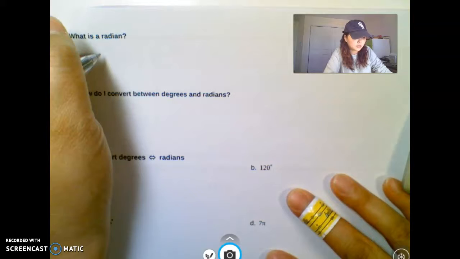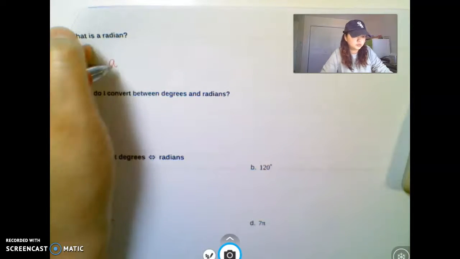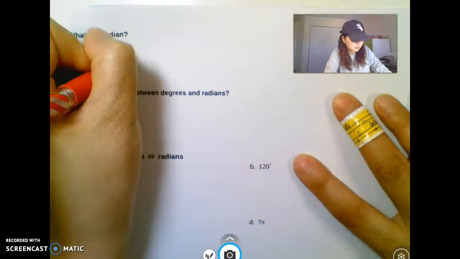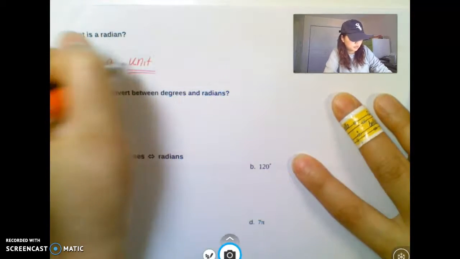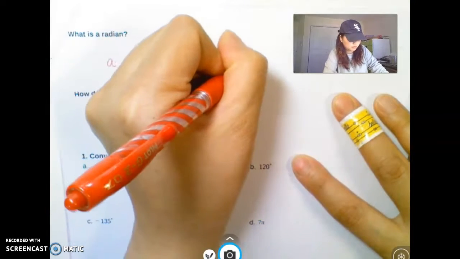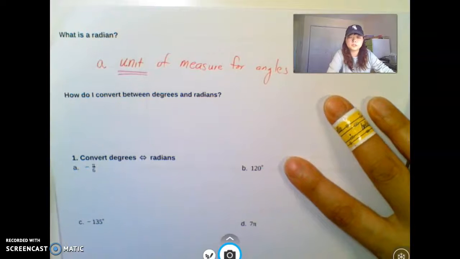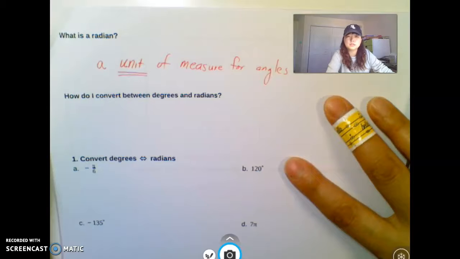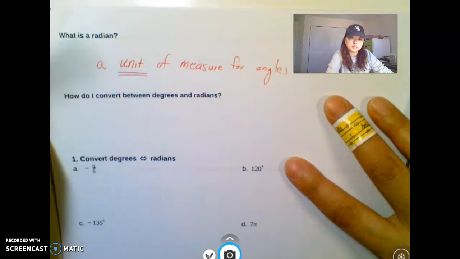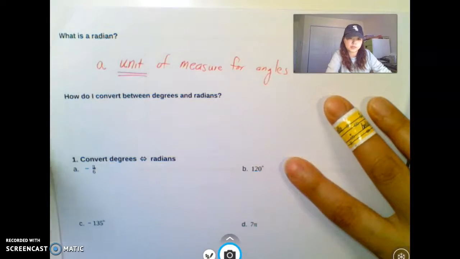So right now, we're just going to say this. A radian is a unit of measure for angles. I mean, it's just like how if you're measuring your height, you can do it in inches or meters, right? So it's just a different unit system. So it's the same thing, like a degree is a unit of measure for an angle, and a radian is also a unit of measure for an angle.